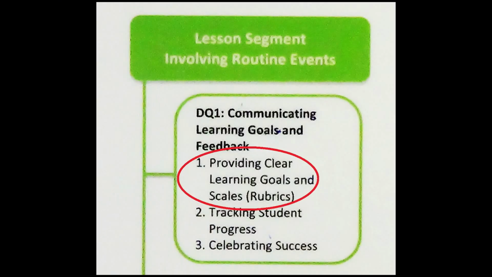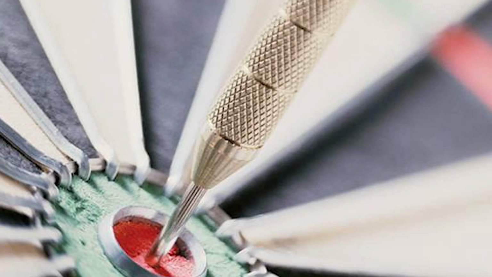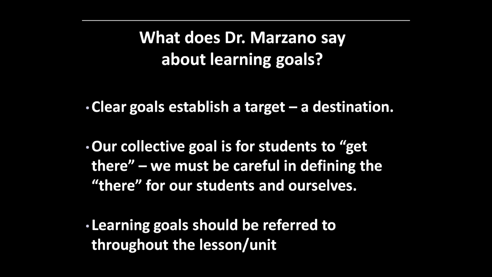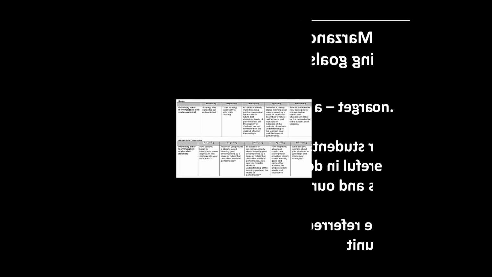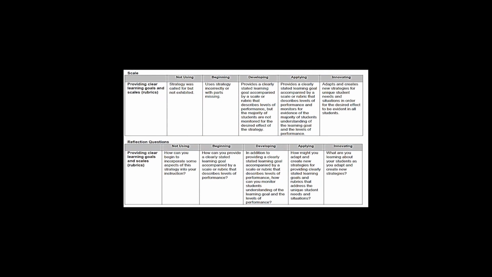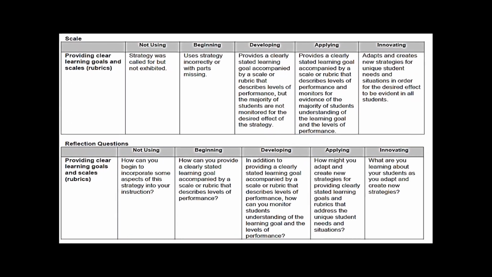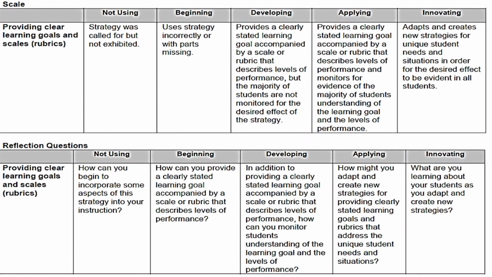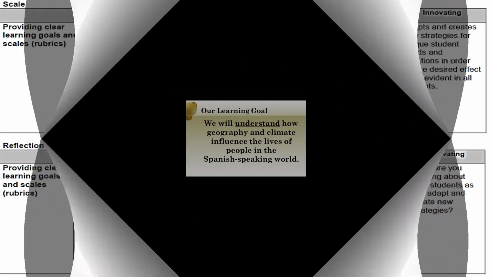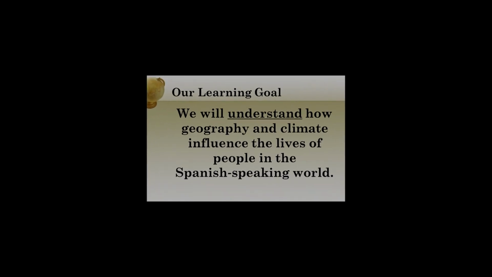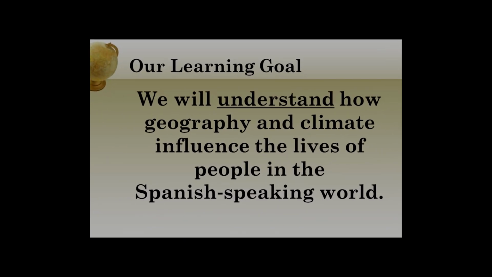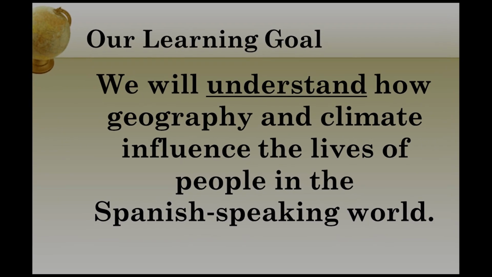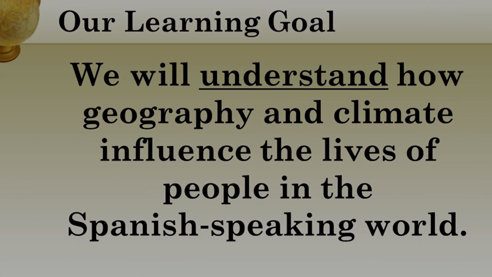For learning to be effective, clear targets in terms of information and skills must be established. Because our collective goal is for our students to get there, we must be careful in defining the there for our students and for ourselves. In the following video clips, we'll see Mr. Diaz demonstrate the same lesson implementing Element 1 at various levels of the teacher performance scale. The learning goal in the lesson you're about to see is students will understand how geography and climate influence the lives of people in the Spanish-speaking world.